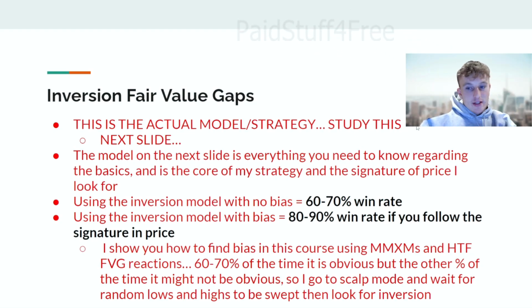It's literally everything you need to know in what I'm going to be talking about, and it's the core of the strategy and the signature I look for. So with no bias, using the inversion model is about a 60-70% win rate. And I've actually seen someone backtest over 50 trades. They just did every inversion from 9:30 to 11, I think it was, or 9 to 11, and they actually had an 81% win rate. And that was just them selling everything at the internal high or low.